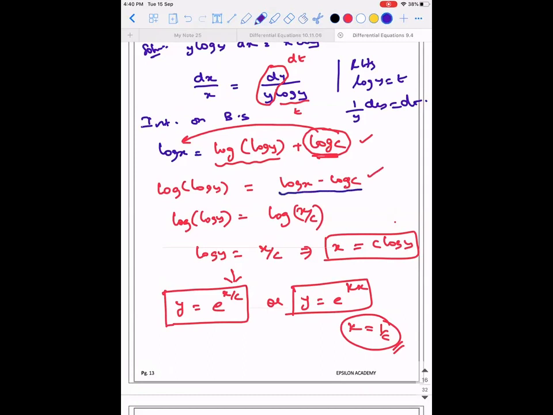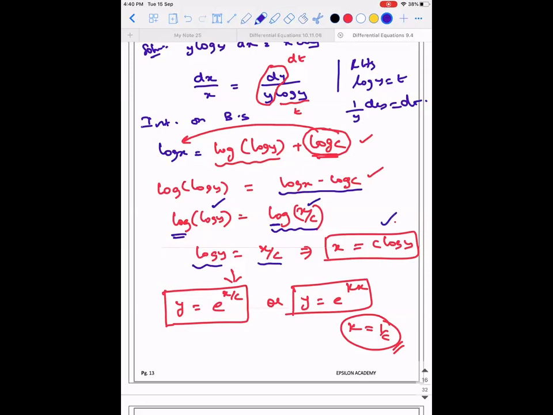What I did is, I took it as log x by c. Then I see log of something is equal to log of something, so I took the values inside the log to be equal. Log y is equal to x by c. Then I wrote x is equal to c into log y. If you leave it like this, it is also right. Maybe if you get this in an MCQ and it is one of the options, you can mark it.